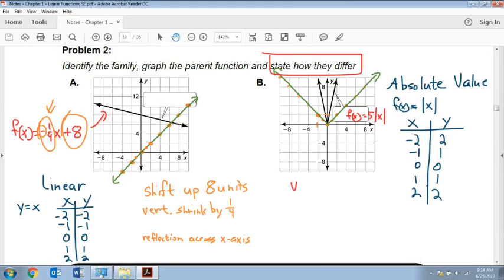You don't have to draw those arrows, but that's what happened. We multiplied the entire function by 5. So this is a vertical stretch by 5, or you can say by a factor of 5. That's what it is. All right? Have at it.